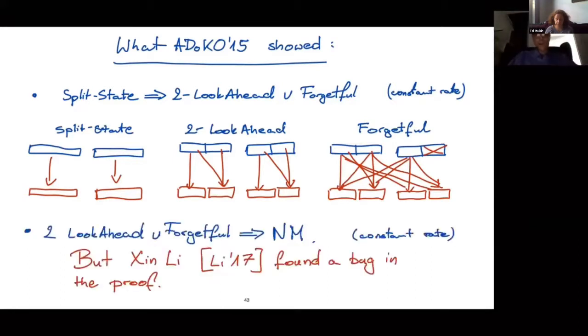In the same paper, we also showed the reduction from look-ahead and forgetful to non-malleable, which together with the previous reduction gives a non-malleable code against split state tampering, everything in constant rate. Sadly, Xin found a bug in the proof, and the second part of the paper only goes through assuming the correctness of that lemma. We don't know how to prove it, and we tried quite a lot. So that leaves a big gap in that paper.